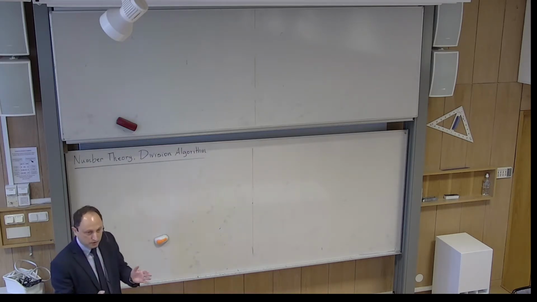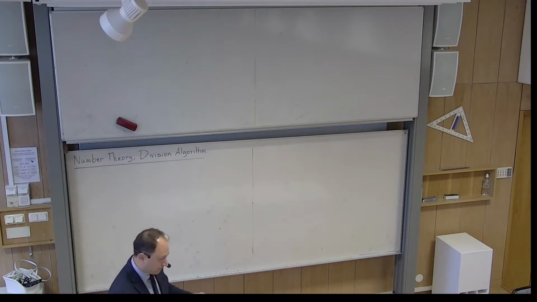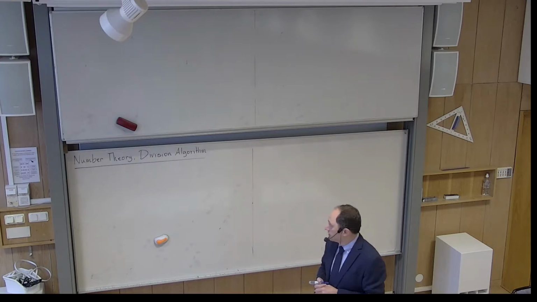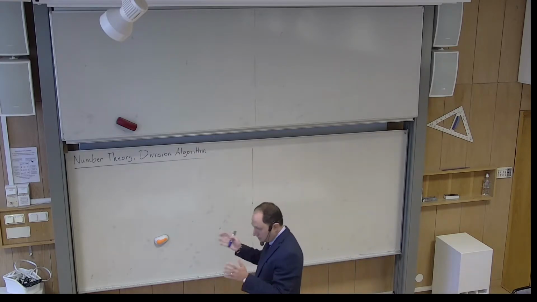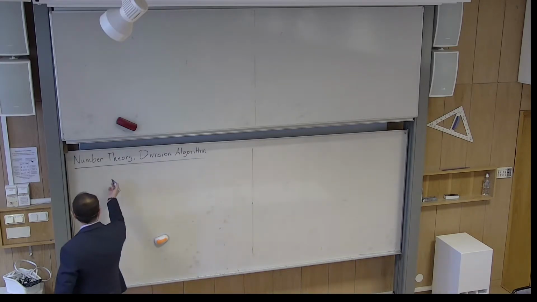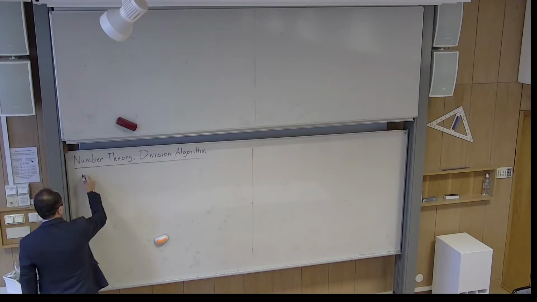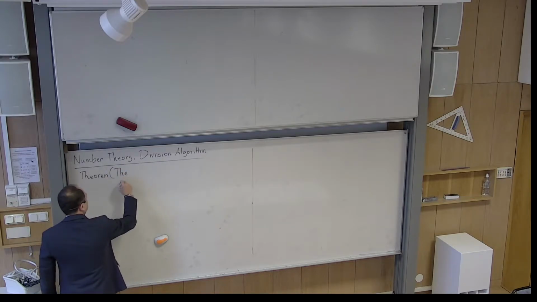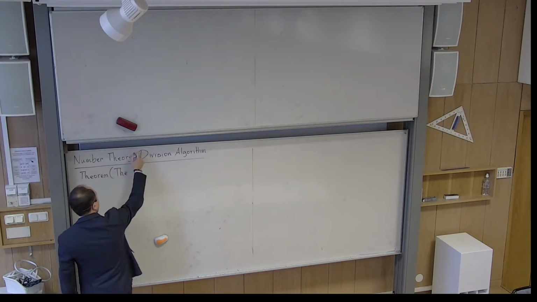I just want to describe the content of the theorem without going through the proof, because the proof needs something more advanced. But the idea is very, very simple. So let me just write the theorem for you first. Theorem, the division algorithm. So probably it's good to have this there as well, okay?